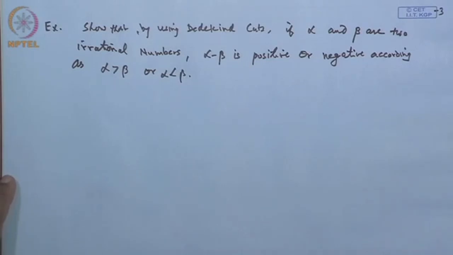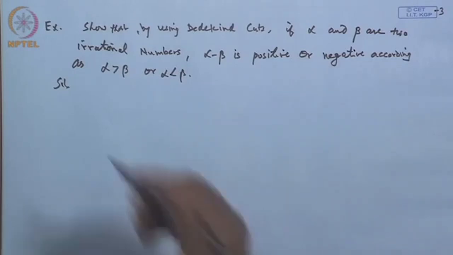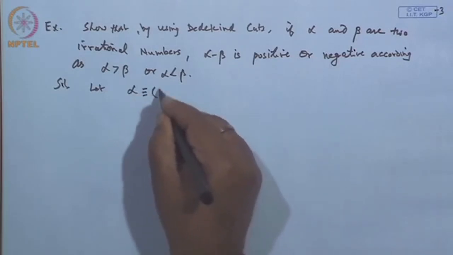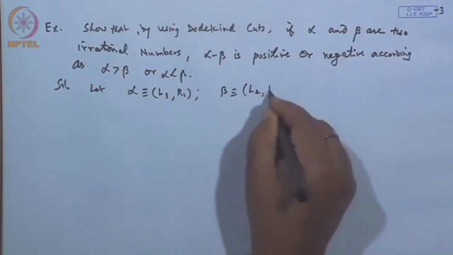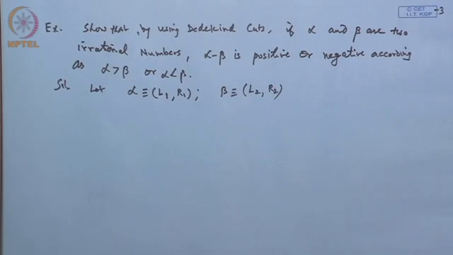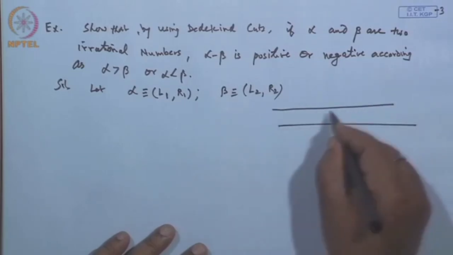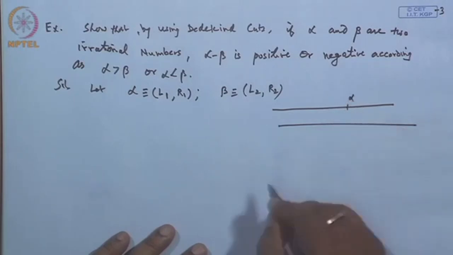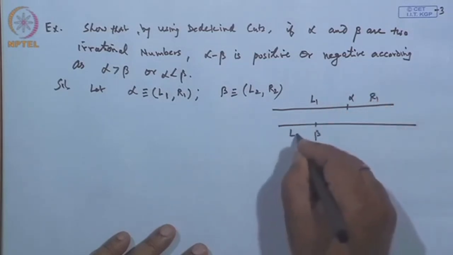Okay, so let us see. Suppose we have a solution. Now, alpha and beta are given to be two irrational numbers. So, obviously, they can be represented by means of cuts. So, let alpha be represented by a cut L1, R1, while beta is represented by a cut L2, R2. Now, suppose alpha is greater than beta. So alpha is here, beta is somewhere here. This is L1, this is R1, here this is L2, here is R2.